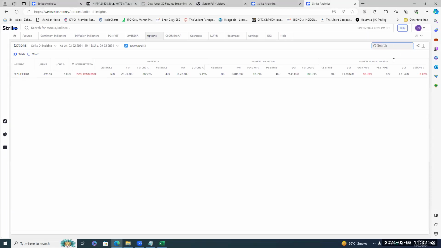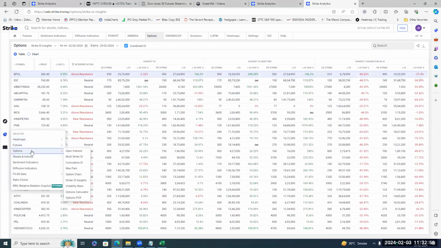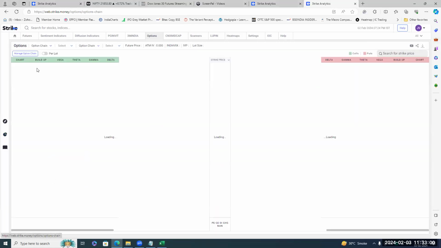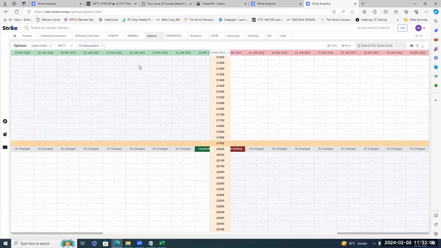Got it. And sir, in the option chain drop list, is it possible to add interpretation at the strike level? Right. Yeah, now, we have added interpretation.